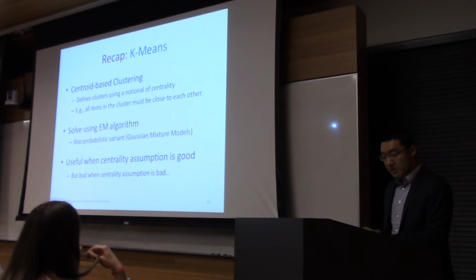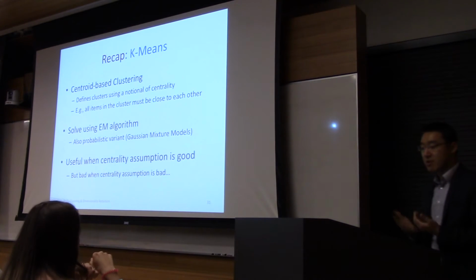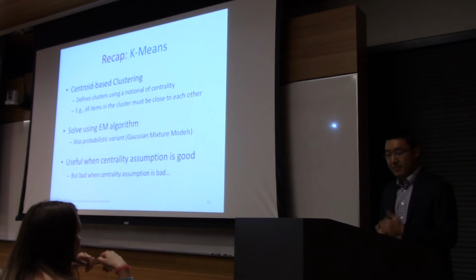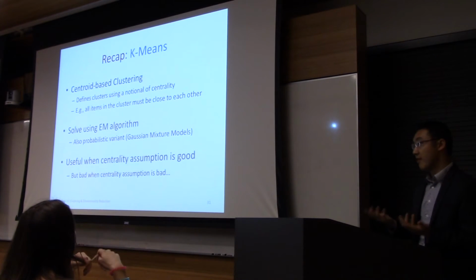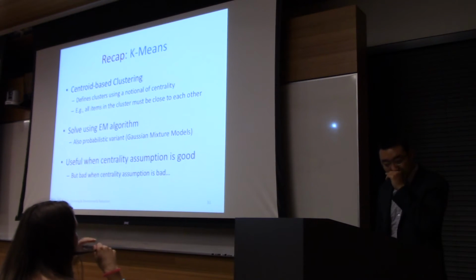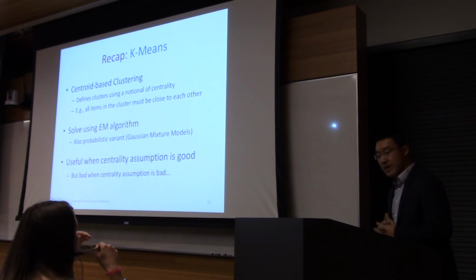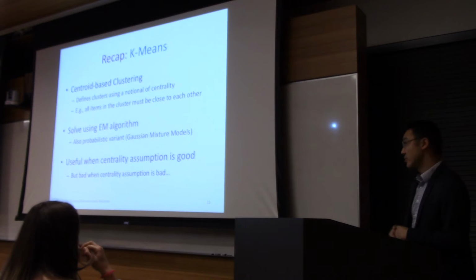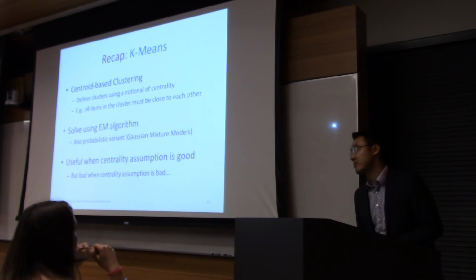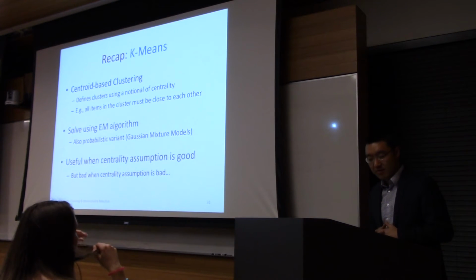Okay, so just to recap k-means, it's a centroid-based clustering method, and because it defines clusters using a notion of centrality, here minimizing the variance of the clusters. We saw we're using the expectation maximization algorithm. There are also probabilistic variants called Gaussian mixture models. We'll again talk about probabilistic models in the last part of this course.